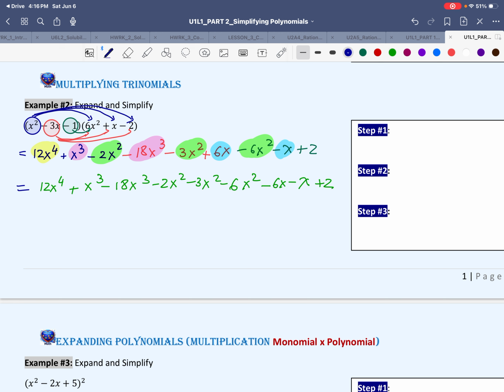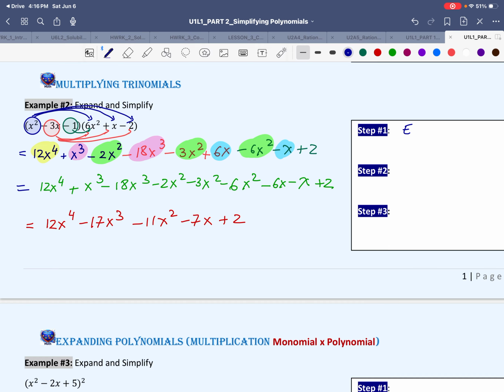Now that we have grouped like terms, we're very close to the final answer, and we're going to write 12x to the power 4 as is. So for these two, 1 minus 18 is minus 17x to the power of 3. We have negative 2 minus 3 minus 6, so that would make negative 5, negative 11x squared, negative 6x minus x, negative 7x, and then plus 2, and that would be the last step.